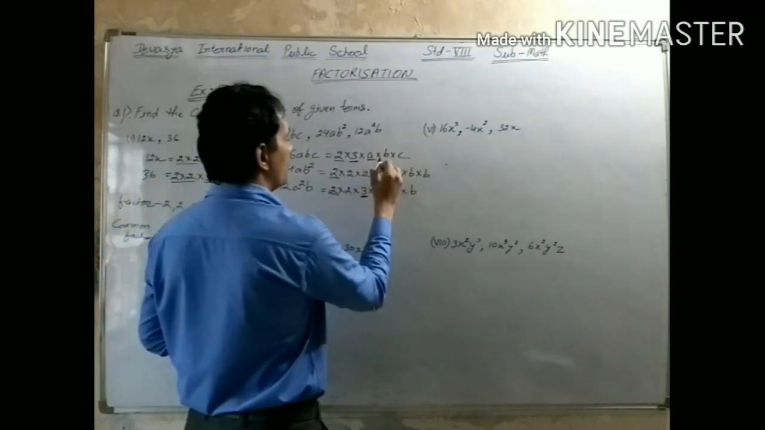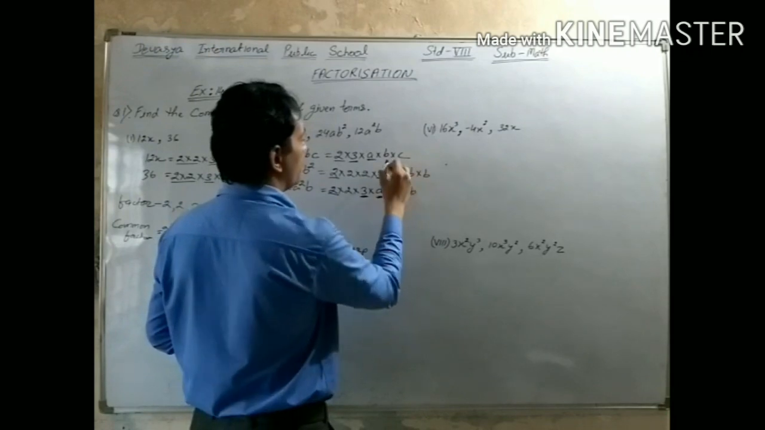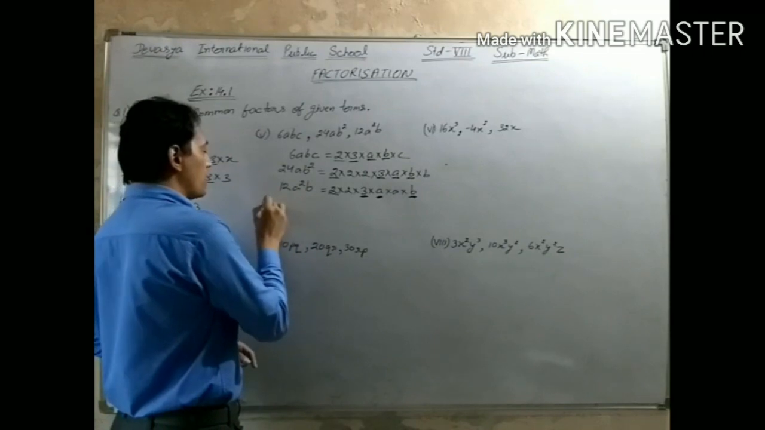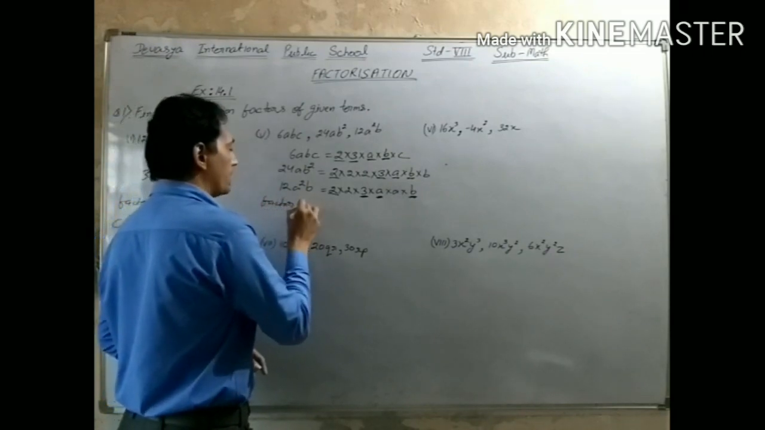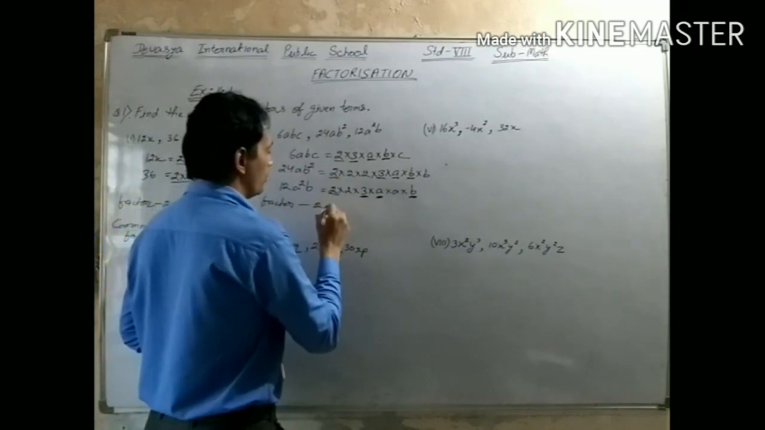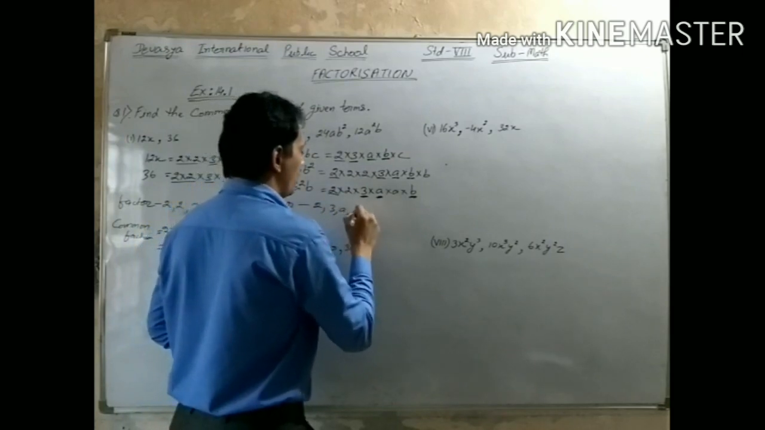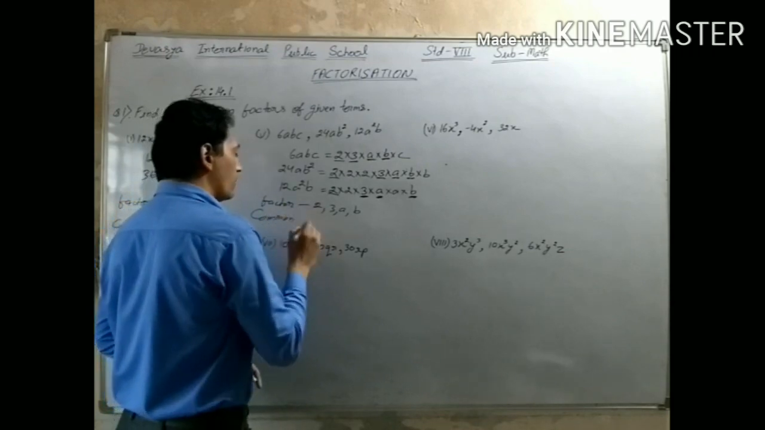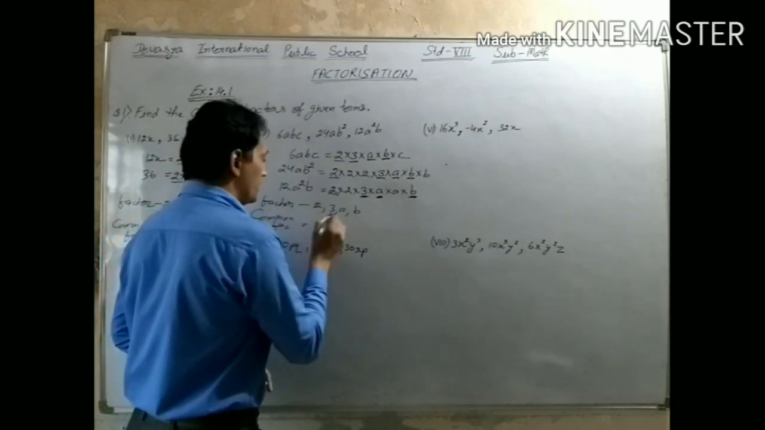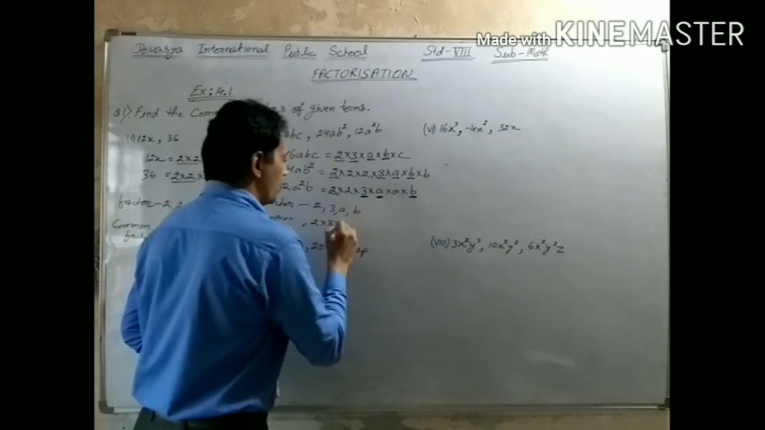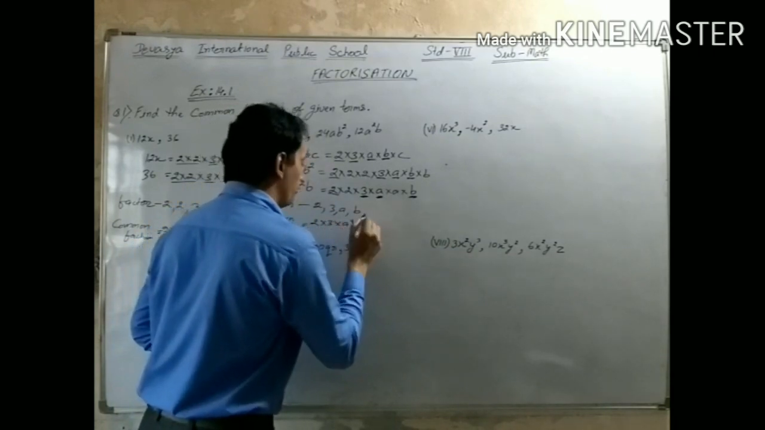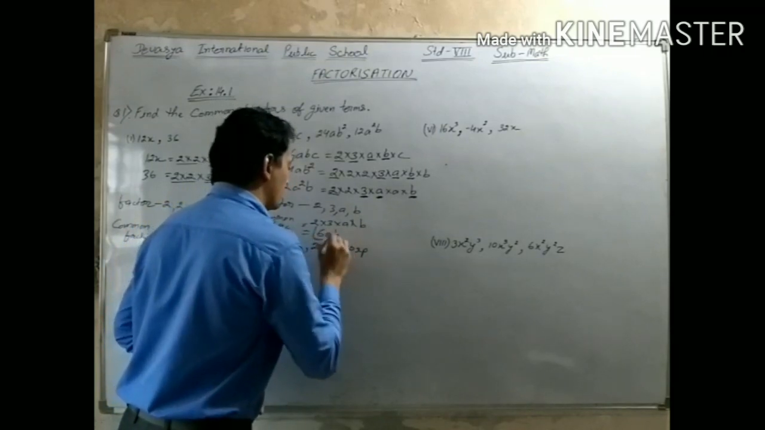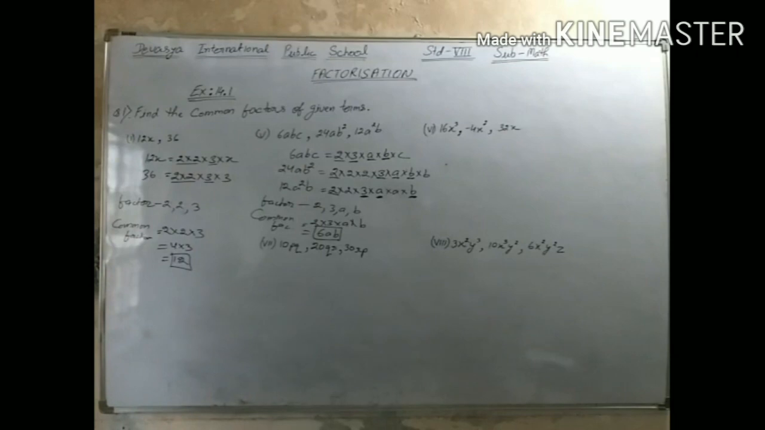We have a which is common to all the three different terms, and we have b which is again common to all the three different terms, right? So factors are 2, 3, a, b, and the common factor is equal to 2 into 3 into a into b, and that gives you 6ab. So 6ab is the common factor.